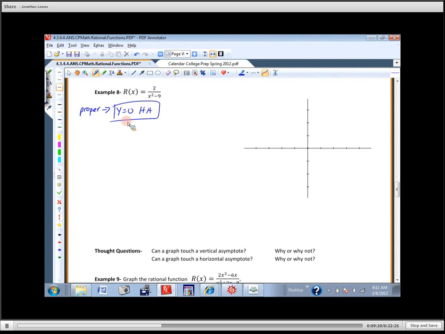Okay, what would we want to figure out next? Yeah, vertical asymptotes, holes, and stuff like that. Usually we do that by factoring. So I'm going to factor the bottom. The bottom is going to be x minus 3 and x plus 3.